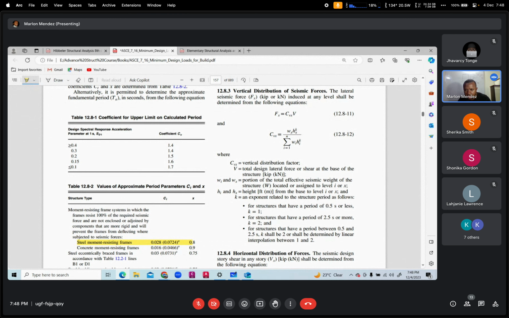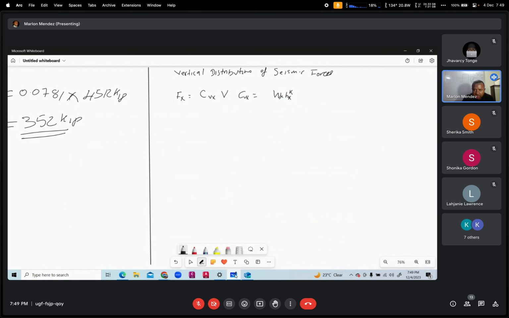What was the period? All right. So the period that we had gotten was 0.696. When you interpolate between, I think the interpolation is between 0.5 and 2, you come up with a K value. Let me just finish the formula here.